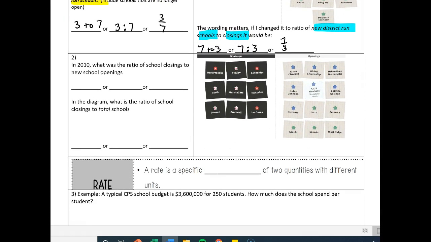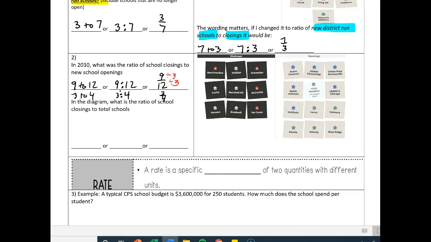All right. Question 2. It says in 2010, what was the ratio of school closings to new school openings? So we've got 9 school closings, and I wasn't specific about what type of new schools. I was just like every new school. So we have 12 new school openings. So I can say 9 to 12, or 9:12, or 9 over 12. Now, 9 over 12 can be simplified, so that's why I divide by 3. And now 9 to 12 is the same thing as 3/4. So I could also say 3 to 4, or 3:4, right? That's actually the more correct answer when you have a simplified fraction.